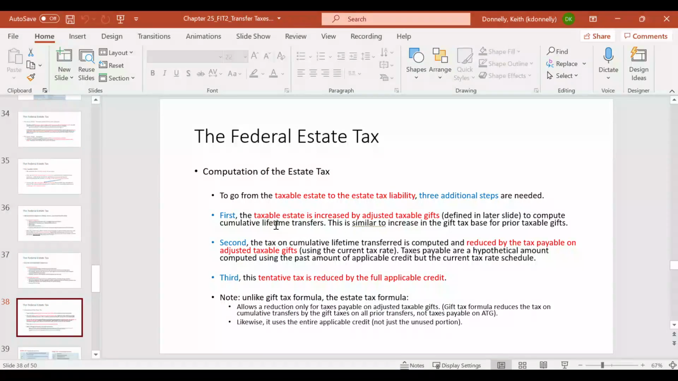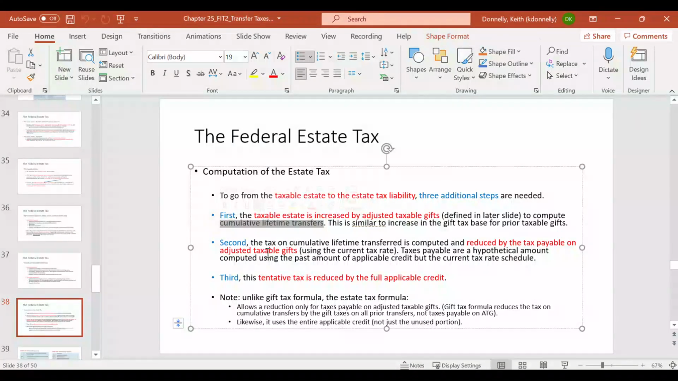So first, the taxable estate is increased by adjusted taxable gifts. We'll define those in the next slide. To compute cumulative lifetime transfers. This is basically prior year gifts you've made, things that you've done during your life. Then the tax on the cumulative lifetime transfers is computed and reduced by tax payable on the adjusted taxable gifts. And then the tentative tax is reduced by the full applicable credit.